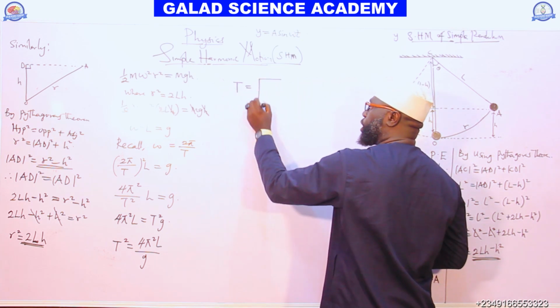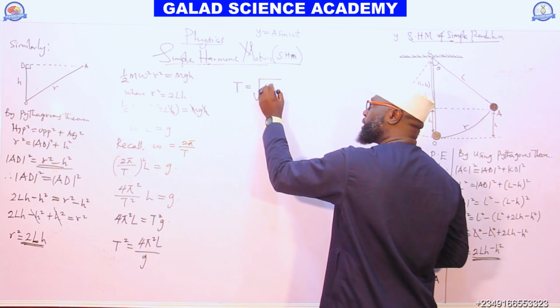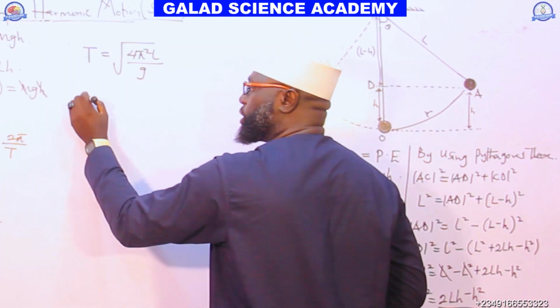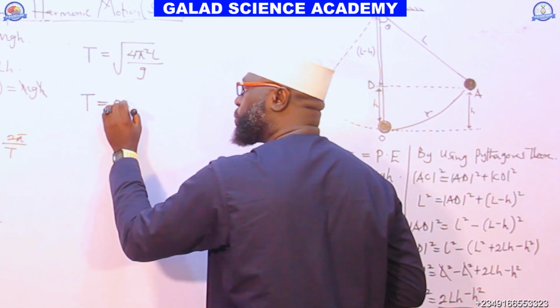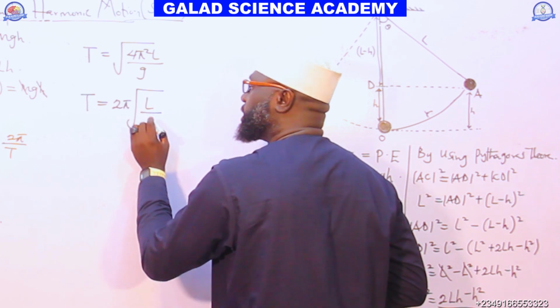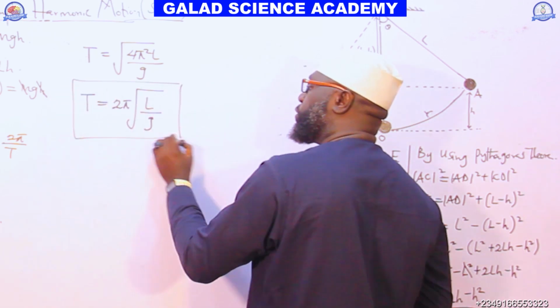Find the square root. You have square root of 4 pi square L over G. So the period T equal to 2 pi into square root of L over G. This is the formula for period.